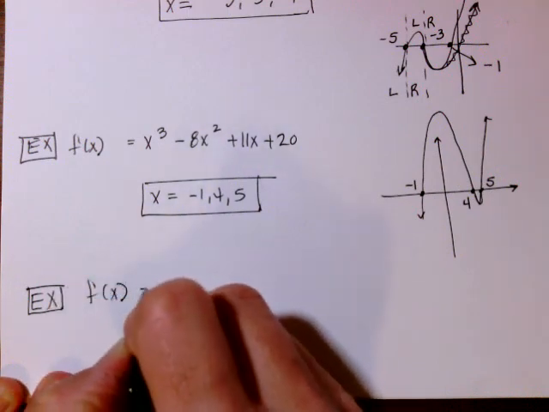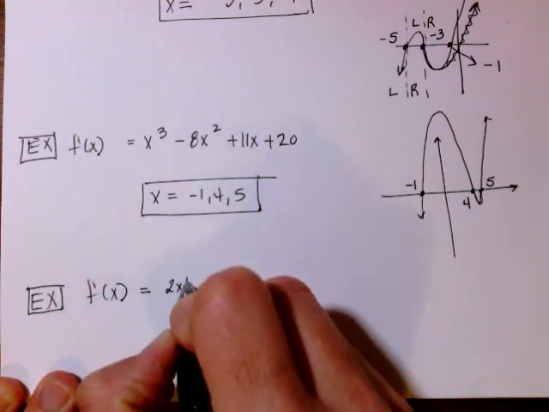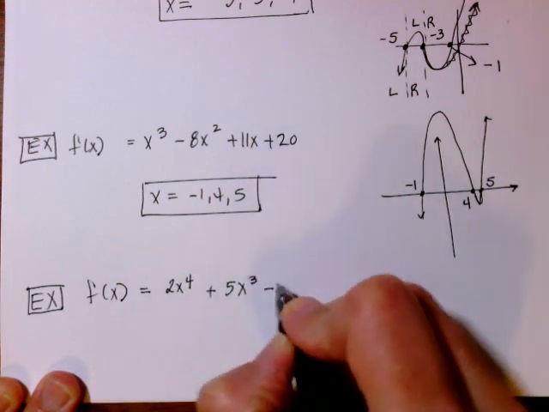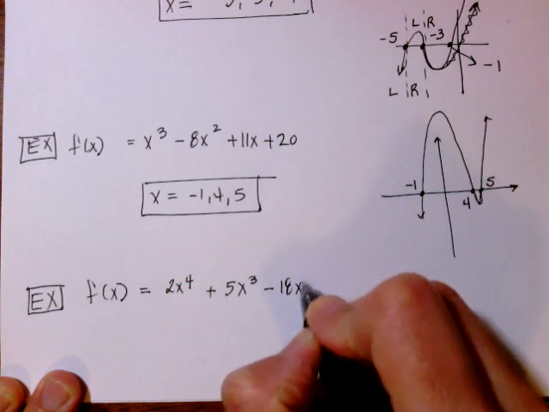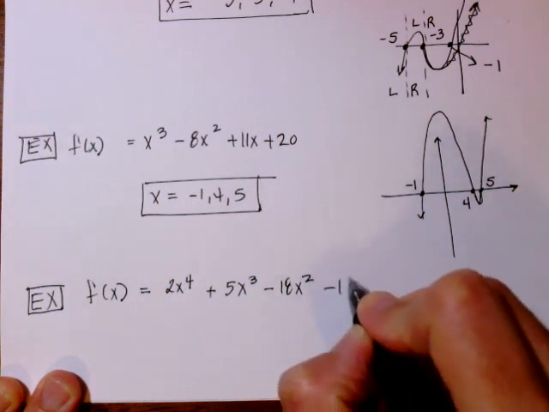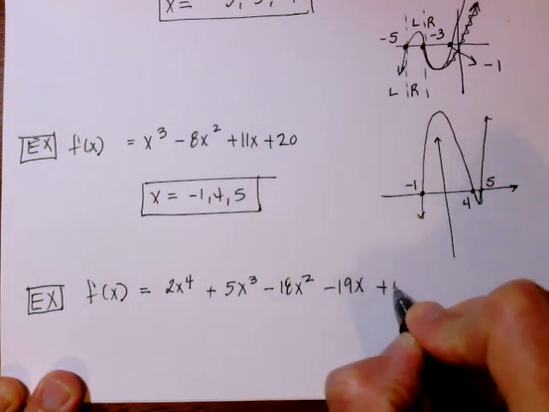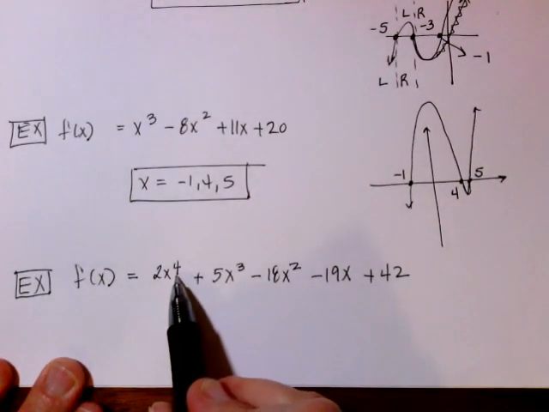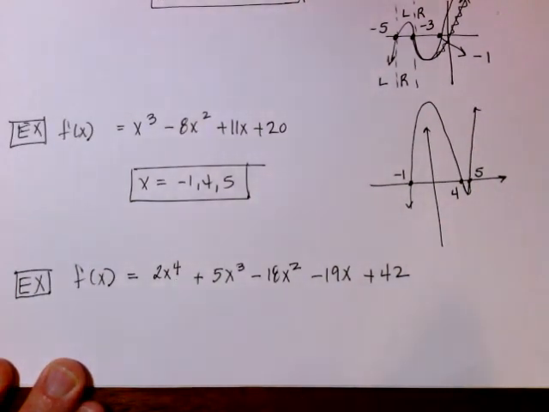So now I'm going to have f of x is equal to 2x to the fourth plus 5x cubed minus 18x squared minus 19x, and then plus 42. So this is a 4th degree polynomial, so I should have 4 zeros. All right, I'm hoping you have that written down.